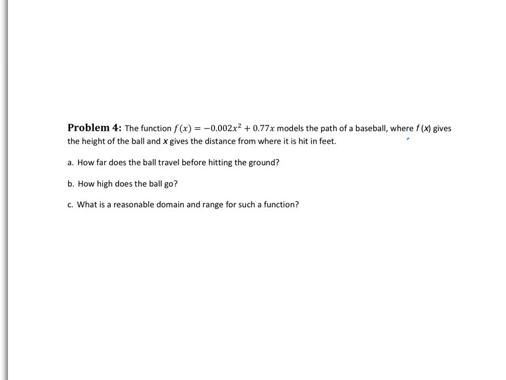Okay, so problem 4, we have this function, and it models the path of a baseball, where f of x gives the height of the ball and x is the distance from where it is hit in feet. And so this is a picture of a parabola opening down. It has a negative a value, and if you actually put this in your graphing calculator, you're going to have to play around with your window feature a little bit. If you just put it in and you graph it, you're not going to see the curve at all.